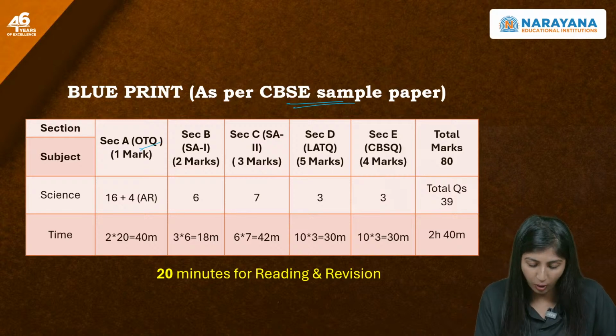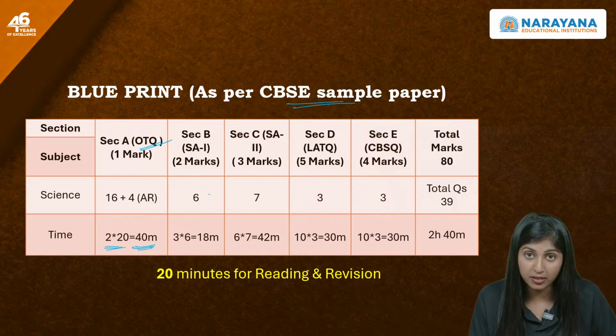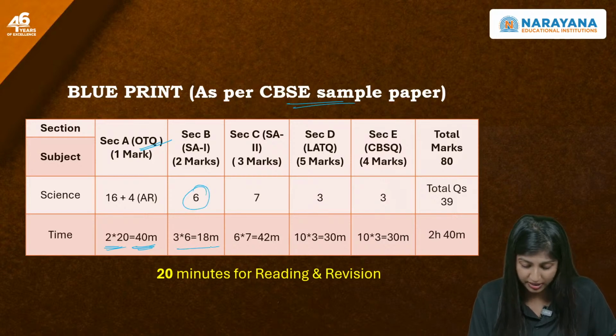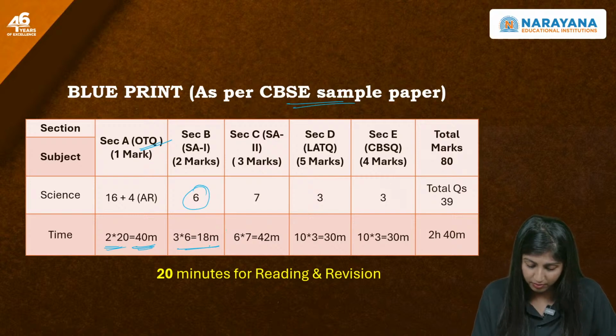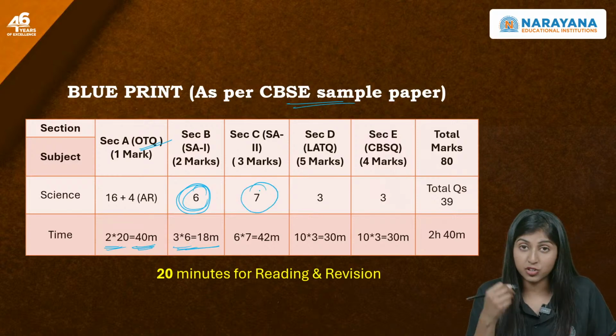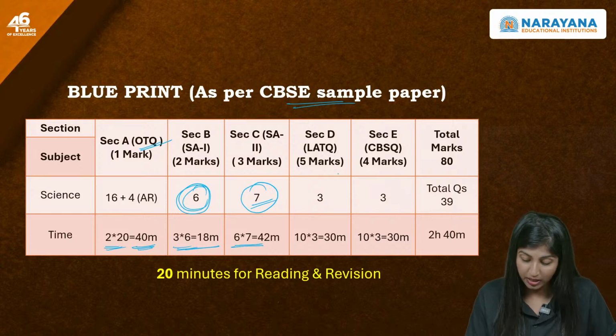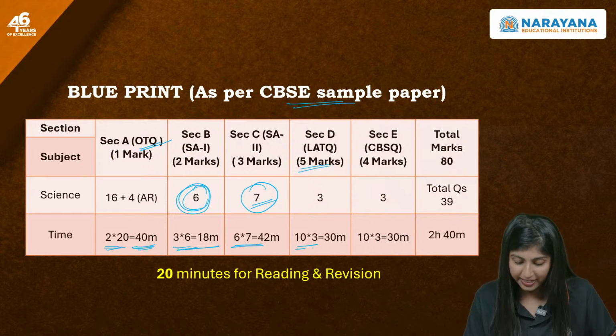Like if you have an objective type question, you will devote 2 minutes each. That counts to be 40 minutes. Then if you have a very short answer type, 6 questions are going to be there, so you will spend 3 minutes each. Similarly, short answer type 2 will have 7 questions and then you will be spending 6 minutes each. For long answer type questions, you'll be spending 10 minutes each.